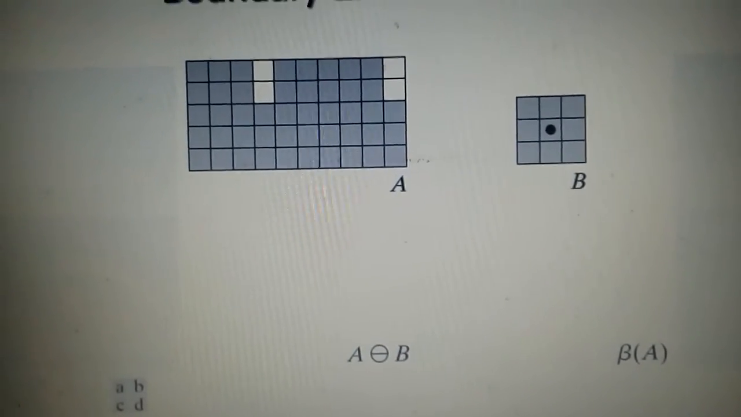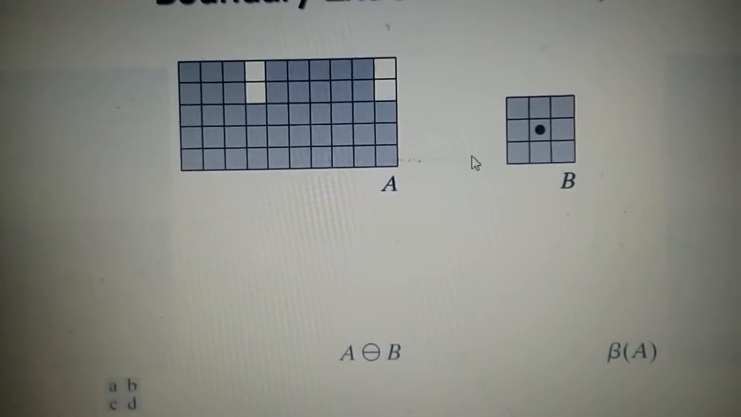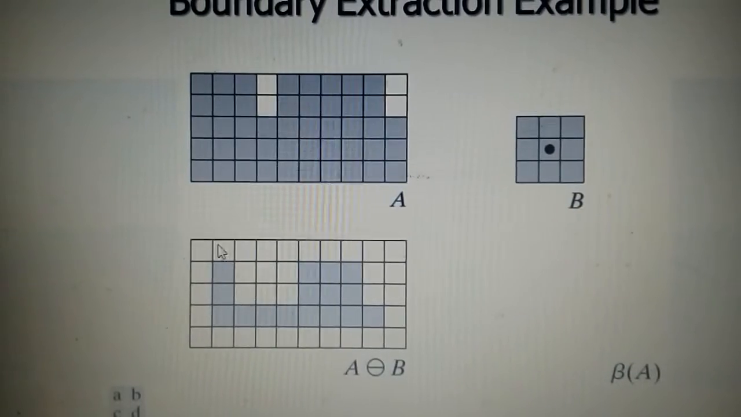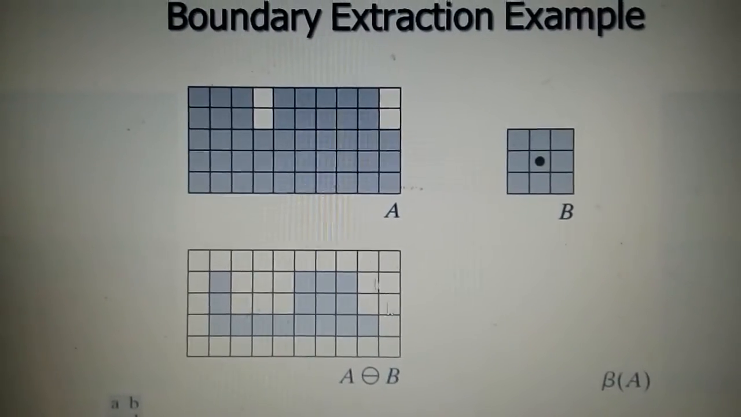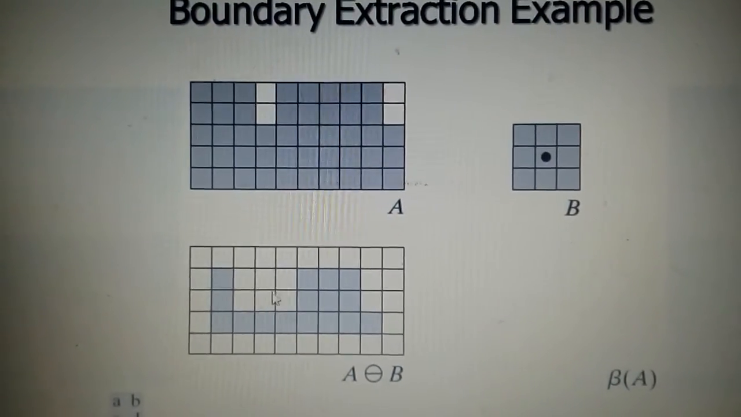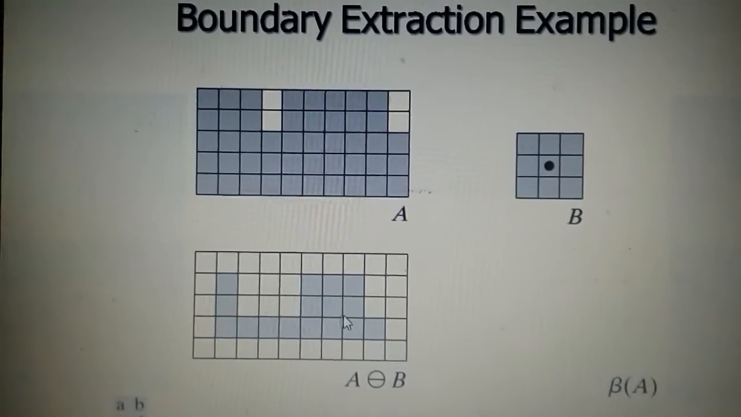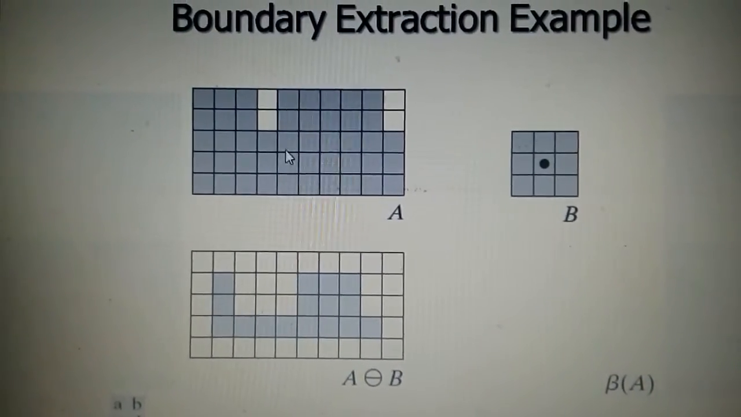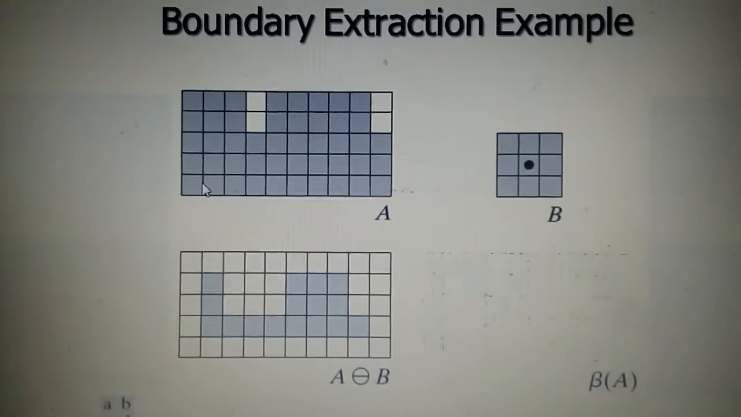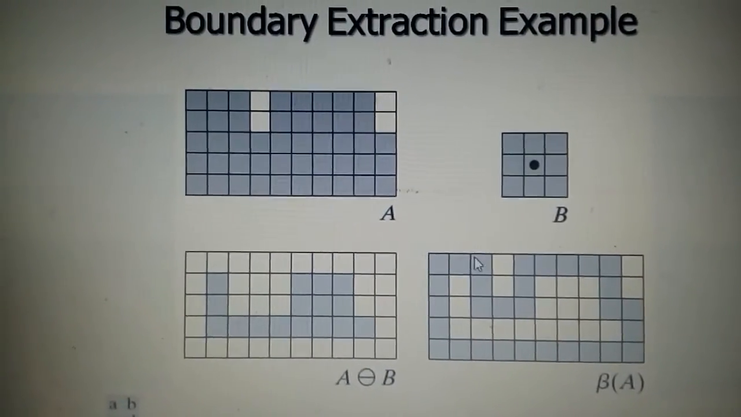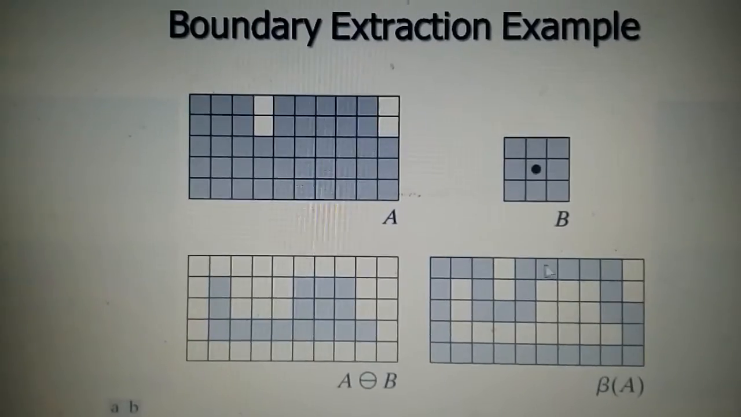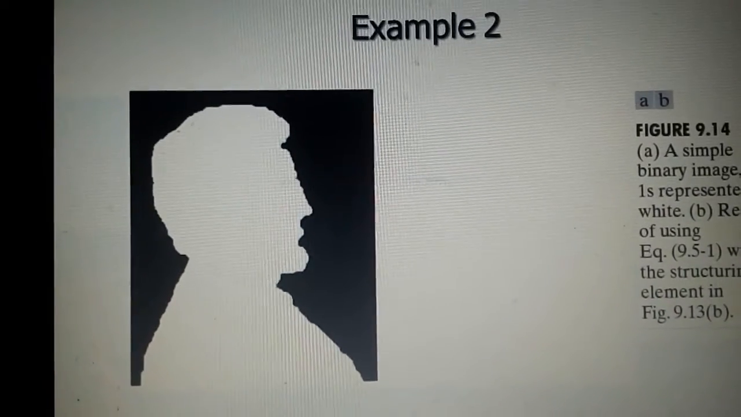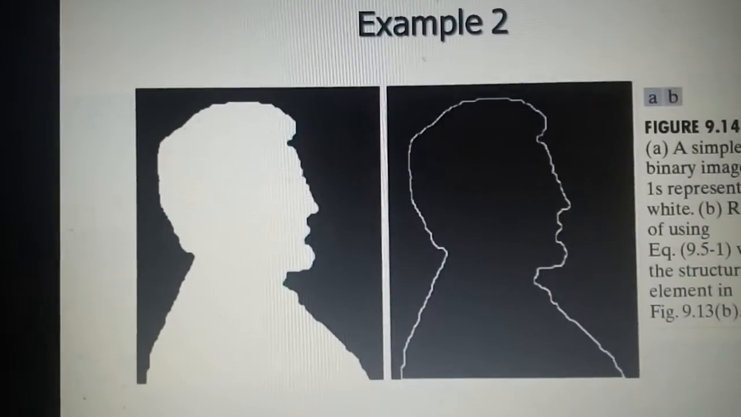We are going to perform the erosion of set A by this structuring element and we obtain a result like this. Therefore the boundary can be obtained by subtracting this result from the original set. So we get the boundary of the set A. This is another example of boundary extraction.